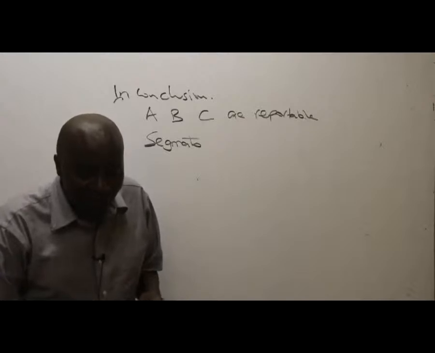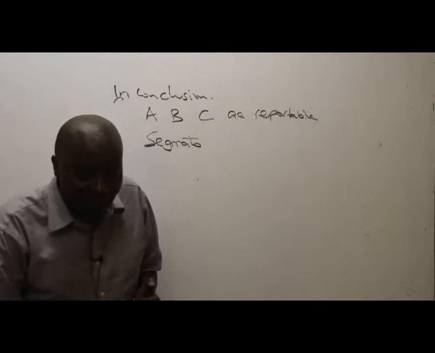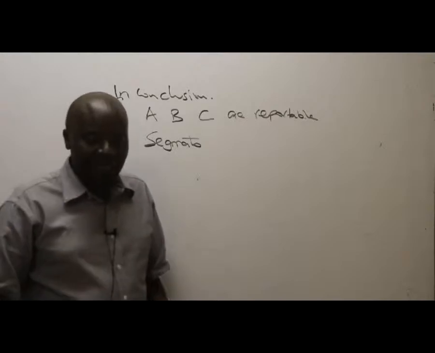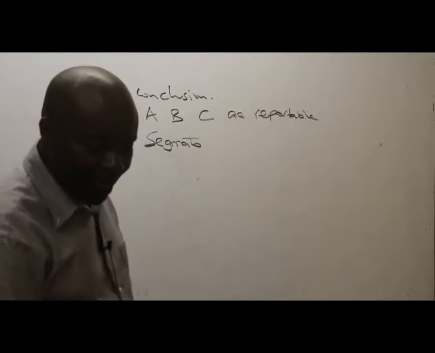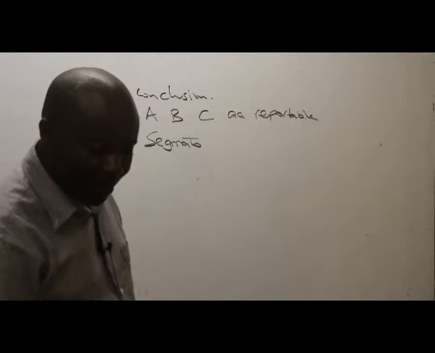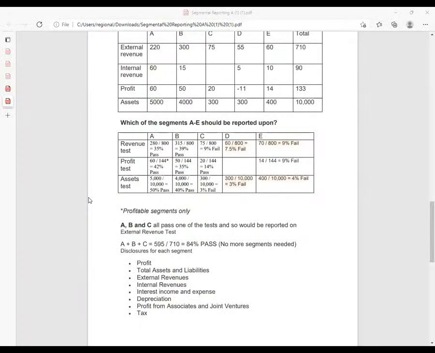Which one did we not consider? We considered D when doing the asset test. It's here. We did the asset test, and D is 300. 300 out of 10,000 times 100 is 3%. 3% is less than 10%. So it has failed the test on the basis of assets.